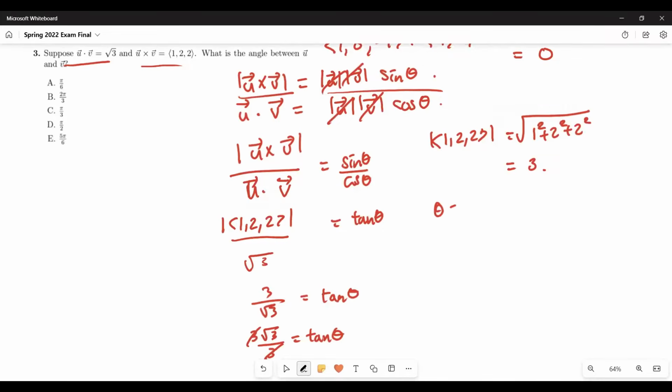So theta is equal to tangent inverse of square root of 3, which is, if you remember your tangent function, 0, square root of 3 over 3, 1, square root of 3, this is pi over 6, pi over 4, pi over 3. So it's going to be pi over 3 then. So the angle between u and b is C.